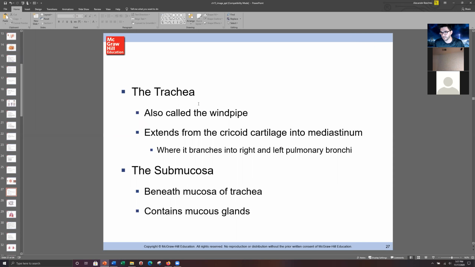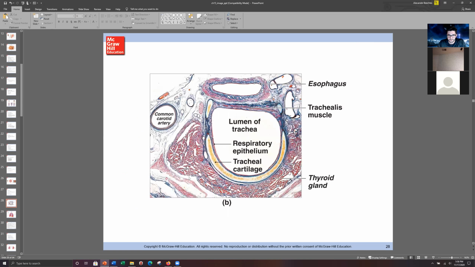So the trachea, also called the windpipe. So now we've moved from our upper respiratory tract down into our lower respiratory tract. So this extends from the cricoid cartilage into the mediastinum. So remember, the mediastinum is that extra cavity by proxy within the thoracic cage, where it branches into the left and right pulmonary bronchi. We have the submucosa, which sits beneath the mucosa of the trachea and contains the mucus glands. All right. So we've got our thyroid gland right here.